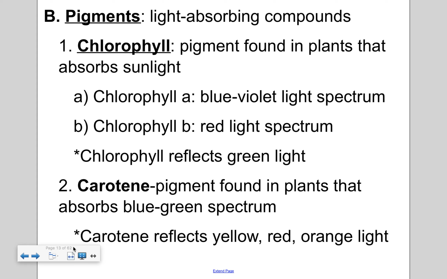Okay. Now there's another pigment that's involved in plants, carotene, the pigment that absorbs the blue-green spectrum. It tends to reflect yellow, red, orange light. So carotene you find in yellow peppers or red peppers or orange carrots, but carotene is responsible for those colors in plants.